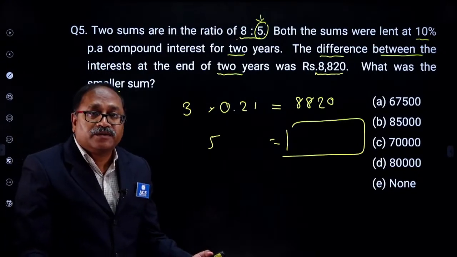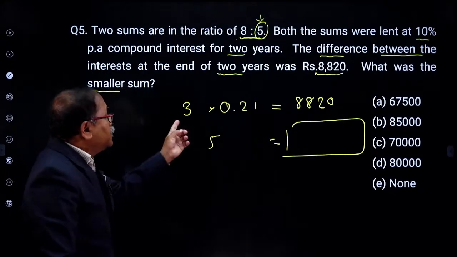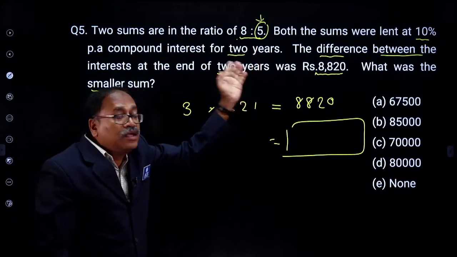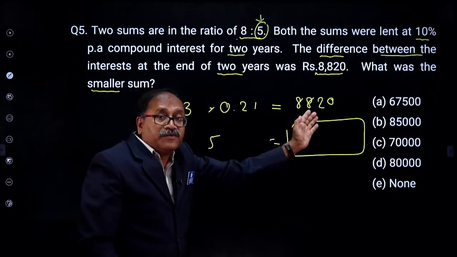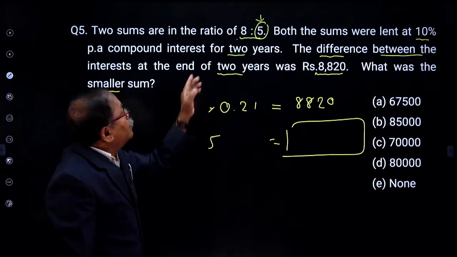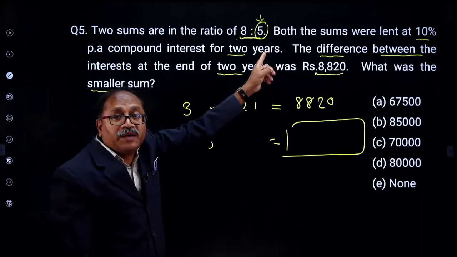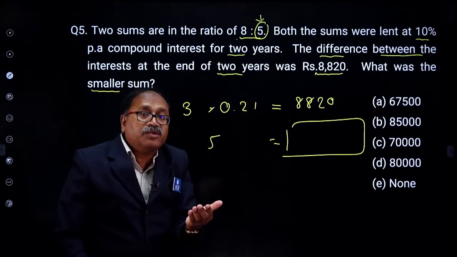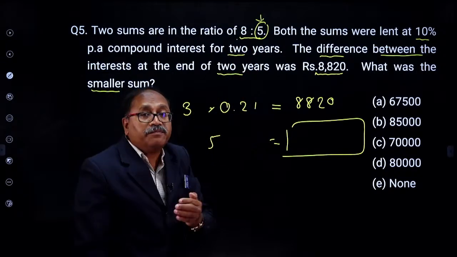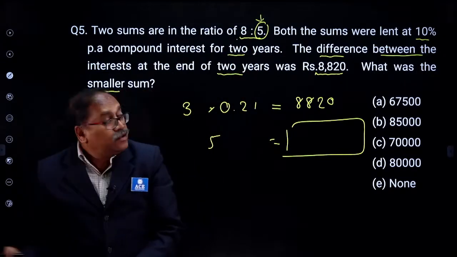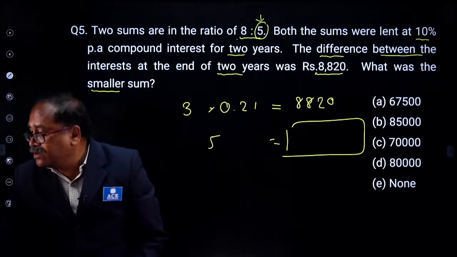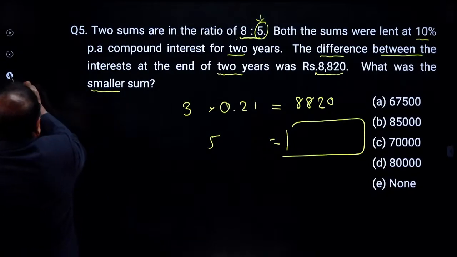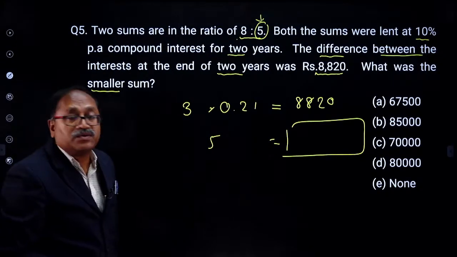So you know that the difference is 3 parts. 3 parts, 21% is this much. Then how much is 8 parts, how much is 5 parts? Everything can be worked out. How much is the total? 13 parts can be worked out. Let me check. Has anyone answered the question? So it's the easiest way to answer the question here.